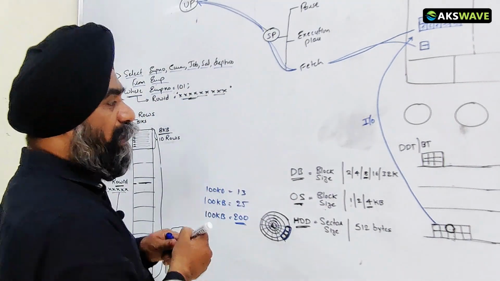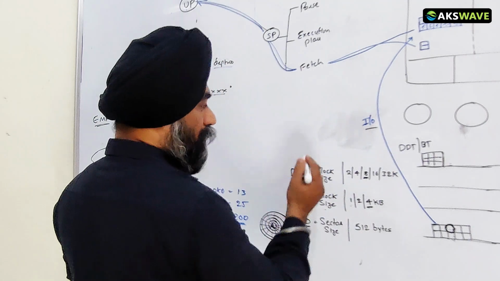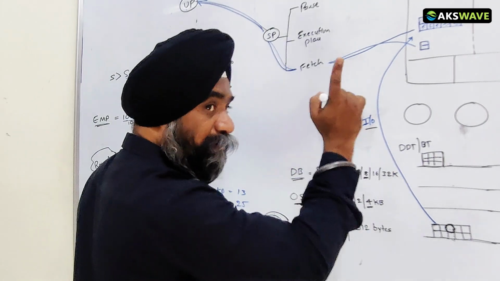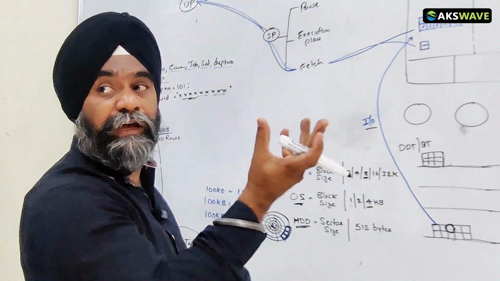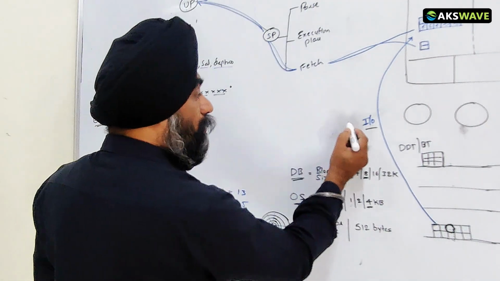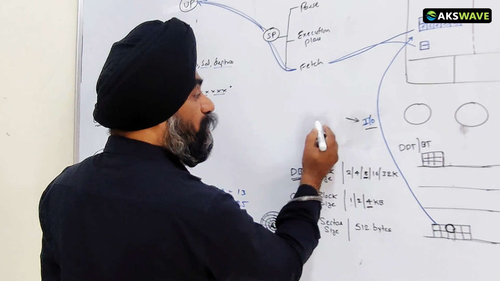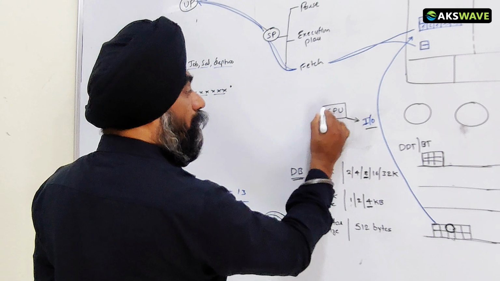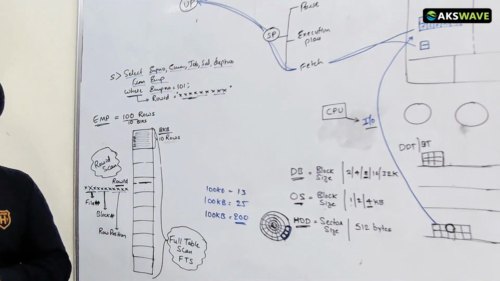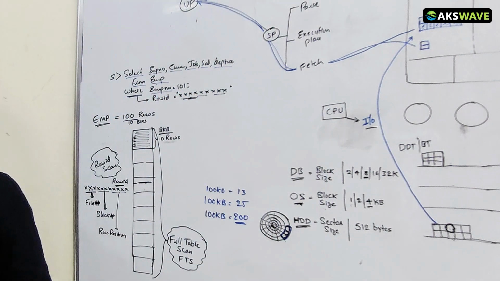Who will do the IO, guys? Who is doing IO? Which component in your server is used to do IO? Who is that? CPUs are used in doing IO.